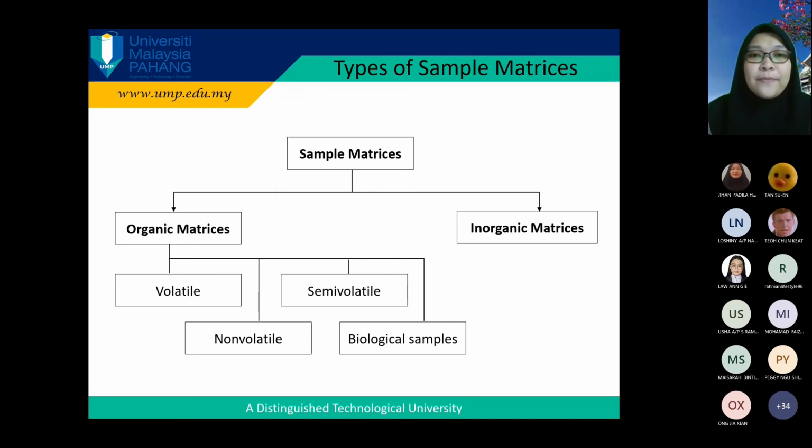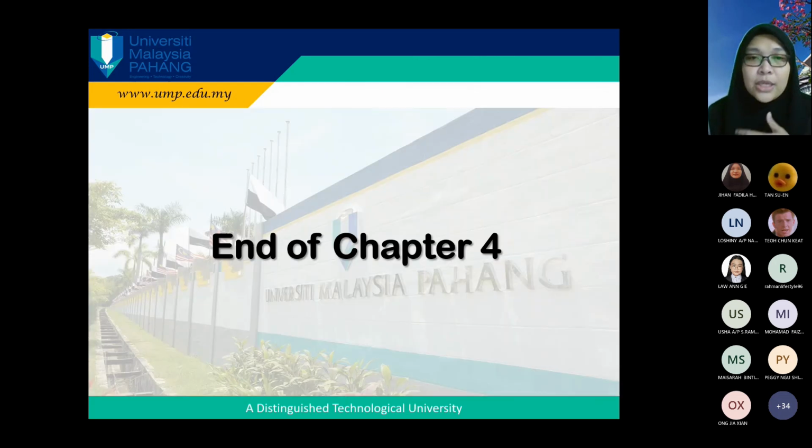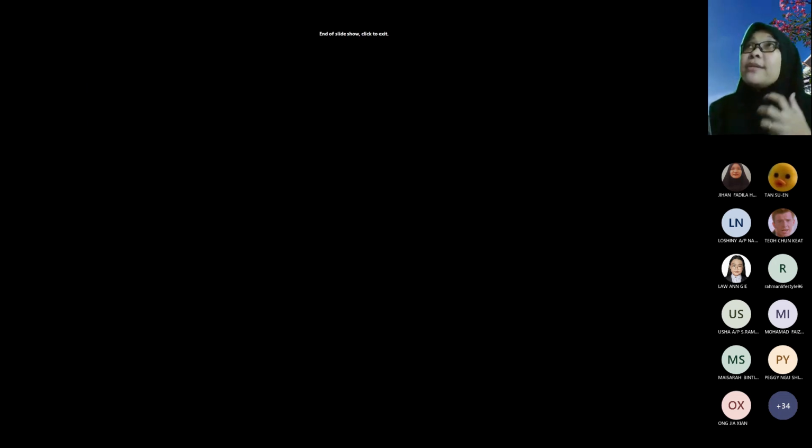The details one, okay, contoh kalau you ada volatile matrix, how you want to reduce this sample matrix, that one will be further explained in second year, separation techniques. Yang tu detail lah. Sekarang saya nak perkenalkan you guys yang kita ada beberapa jenis interference that might interfere in our samples. So that is the end of chapter 4.